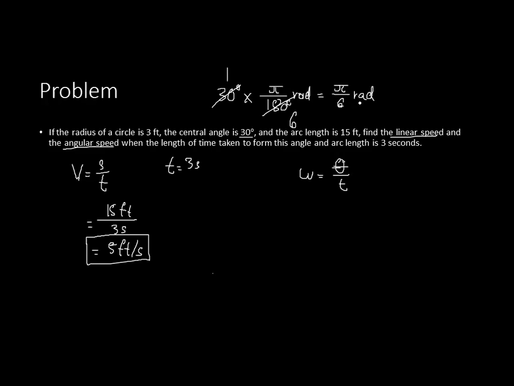With that, we can substitute its equivalent radian in here. So we have pi over 6 radians over 3. So exactly your answer is pi over 18 radians per second. That is your exact answer.